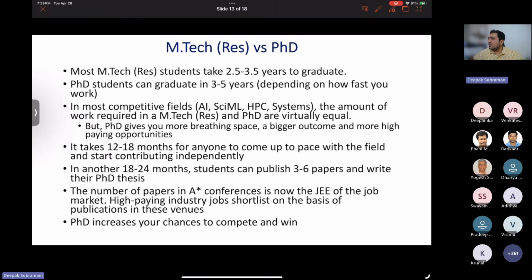I have written the test and interview for IIT Bombay on the 11th and 12th. So please send an email.